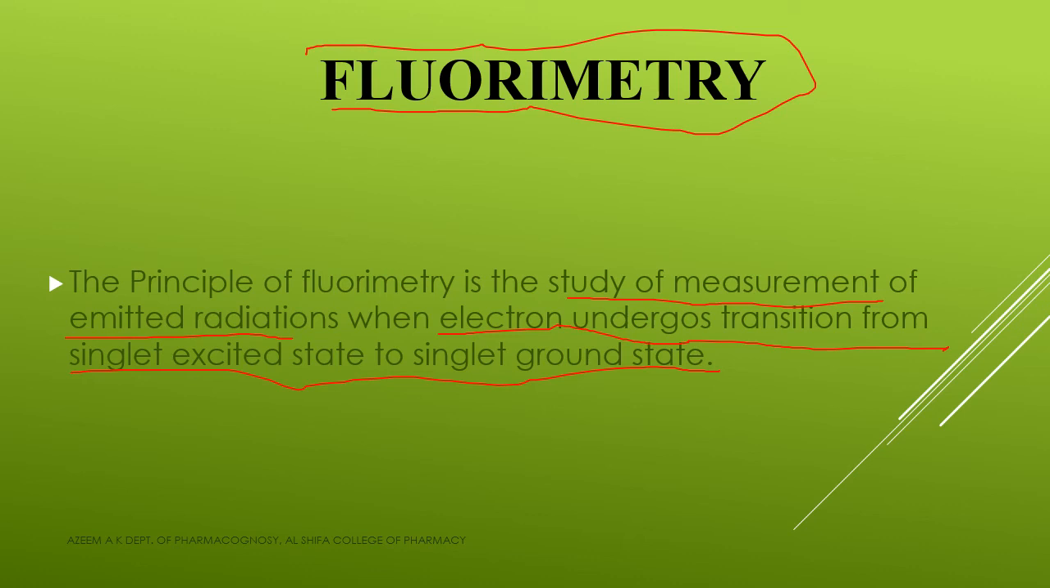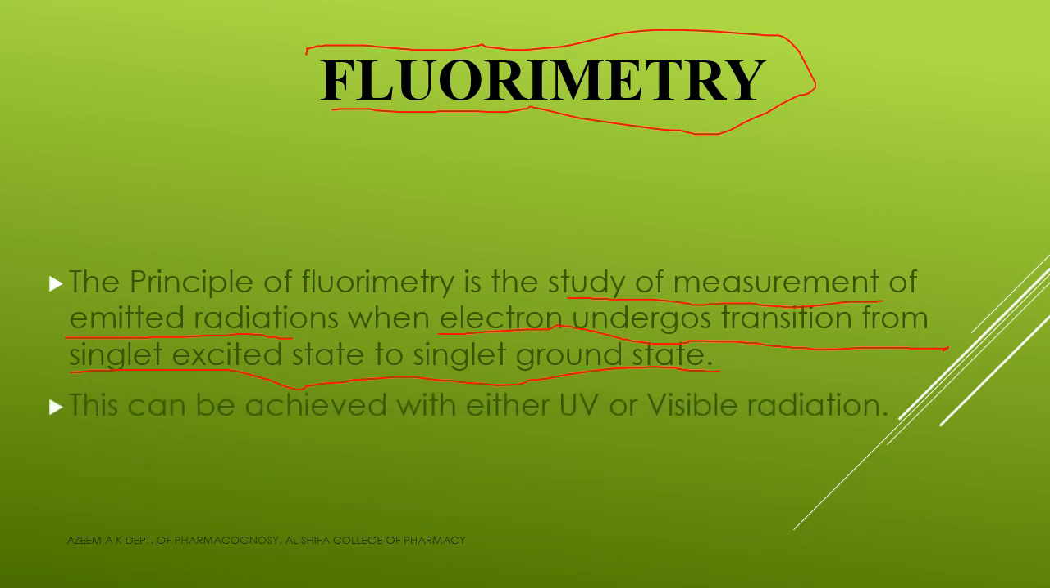Clear? In the normal condition it will be the ground state, then it goes to the excited state. Then after sometime it will be coming back to the ground state also. So when it comes from the excited state to the ground state, it will be emitting some radiation, and this radiation is used for the study of fluorimetry, and this is the basic principle involved in fluorimetry.